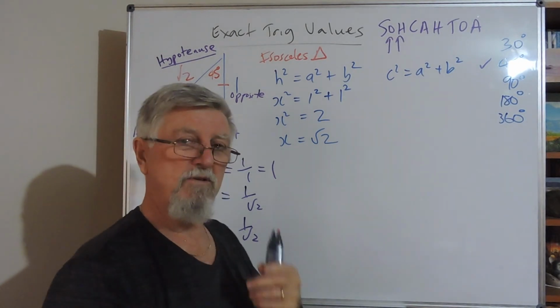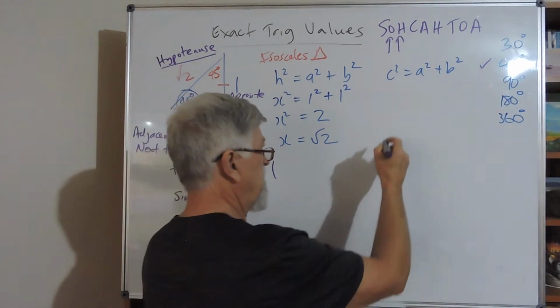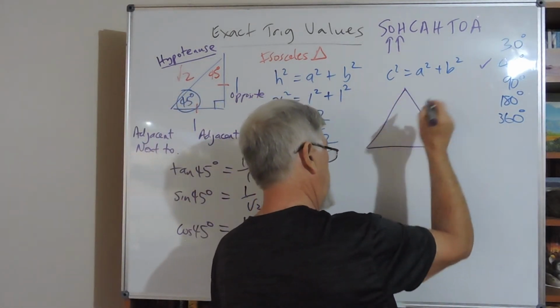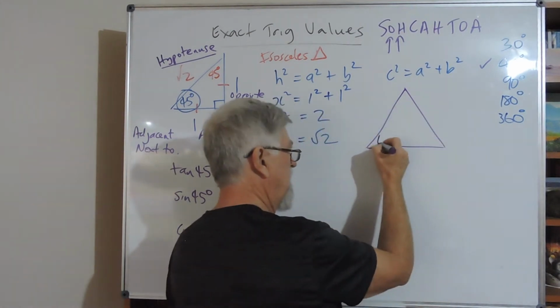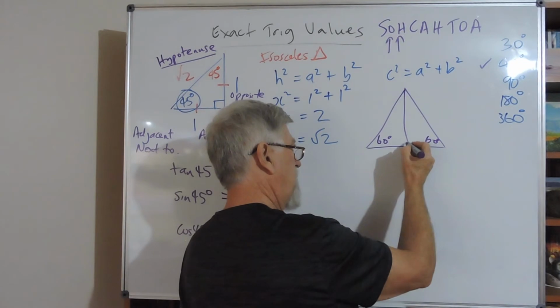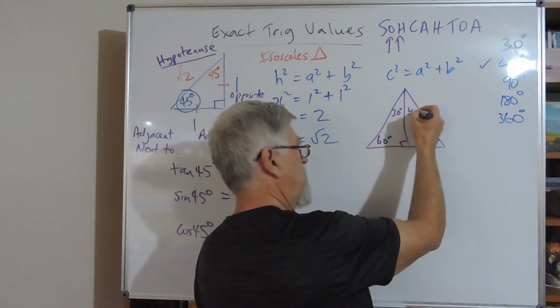What happens when it's 30 degrees, and as well as 30, what if it's 60? There's one thing we can do. We can draw up an equilateral triangle, so that's 60 and that's 60. If I split it down the middle, it splits that 60 in half, so that's 30 and that's 30.